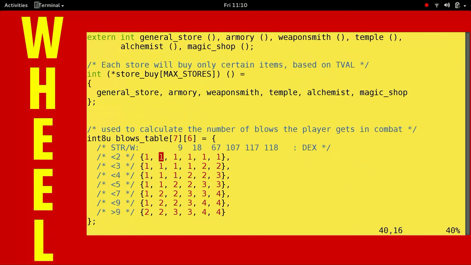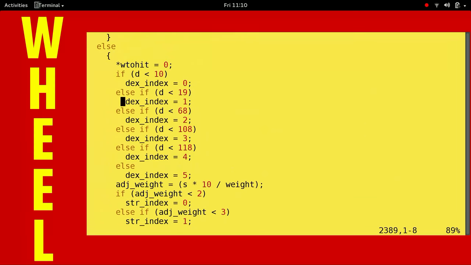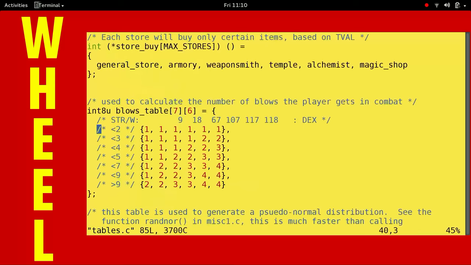So let's see, which way is it? So dex, we go 0, 1. Let's go back. Yeah. So it's the 0 width for strength, and it's the 1th for dexterity. So that means it's right here. So we get 1 hit per round. If our strength was maxed out, if our dexterity is maxed out, we'd still get 1. If we had a lighter weapon and a higher strength, we might be able to get 2 blows. But that's a very heavy weapon.